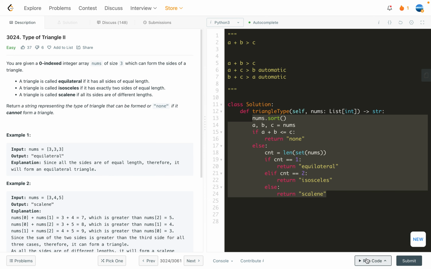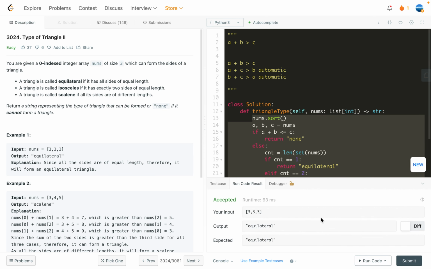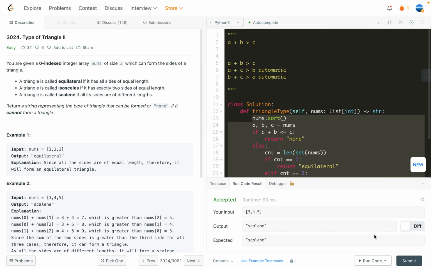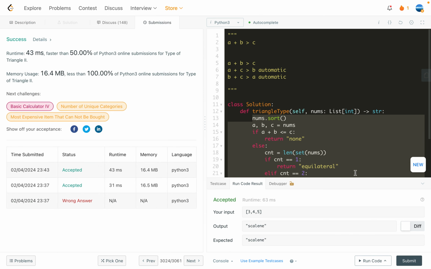Let's do a test. Yeah, it passes the first example. Now let's look at the second example. Yeah, it's scalene. Now let's check the generic case. Yeah, it passed all the cases. You can test again. Yeah.